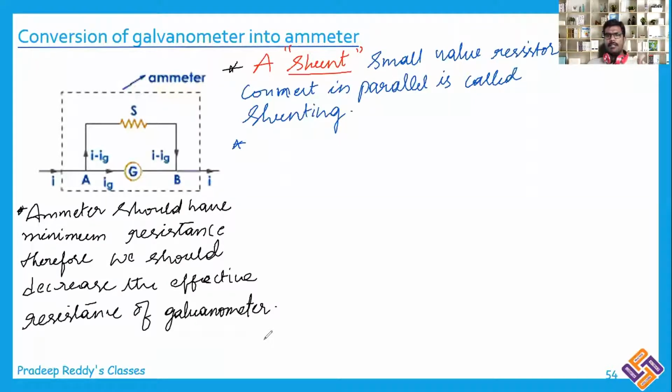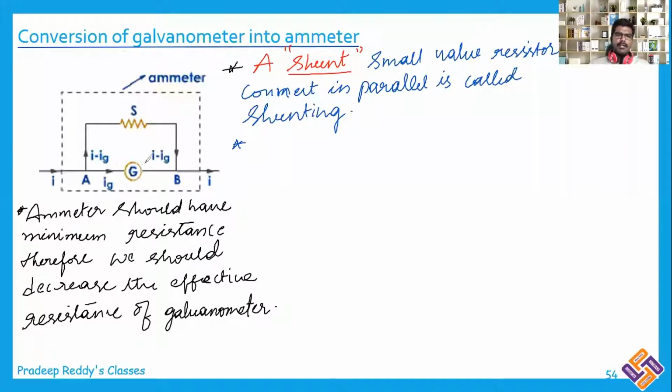So a galvanometer should be given a shunt. Shunting means that a small value resistor is connected in parallel with the galvanometer so that the effective resistance is decreased. So whenever you add a smaller resistor in parallel with a larger resistor, the effective resistance will be nearly equal to the smaller resistor. You should understand that.